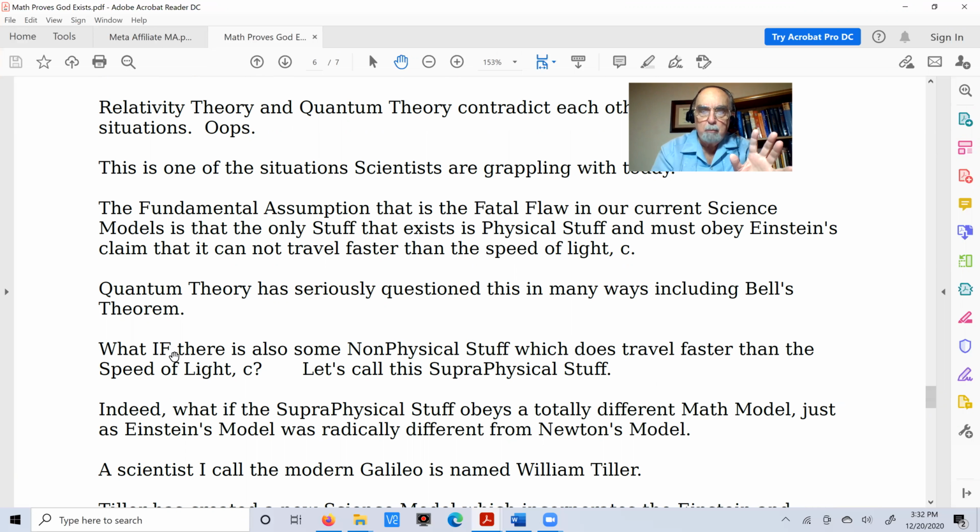So here's a point. Suppose there is what I'll call non-physical stuff, something that exists, but it travels faster than the speed of light. Well, it's not physical stuff we know about. By the way, the physical stuff we know about, the scientists today in 2021 say, only composes 5% of the universe that we observe. 5%.